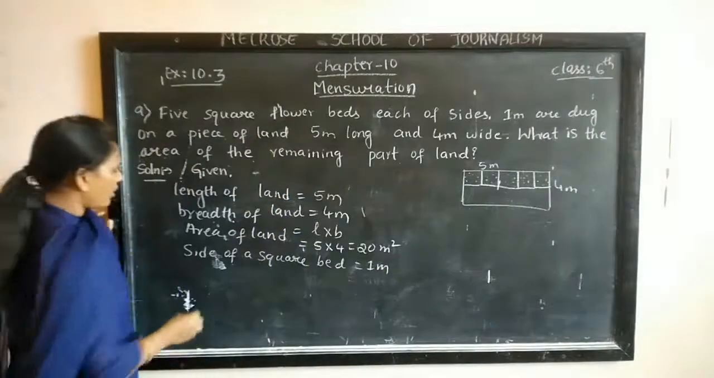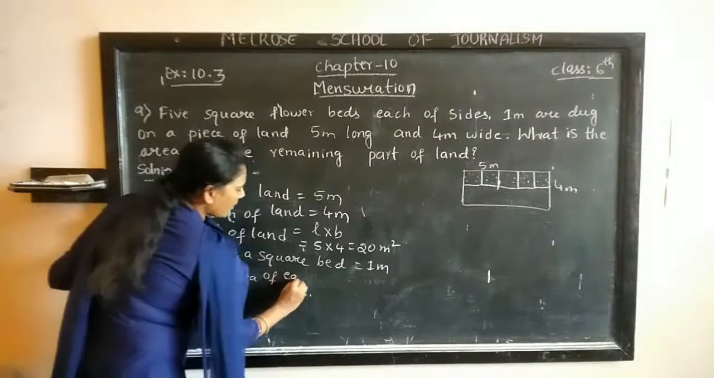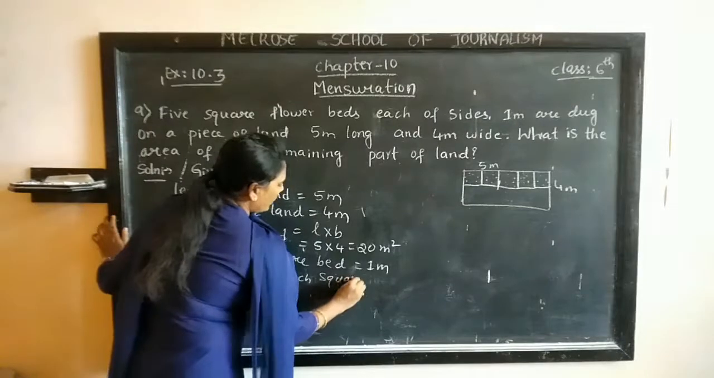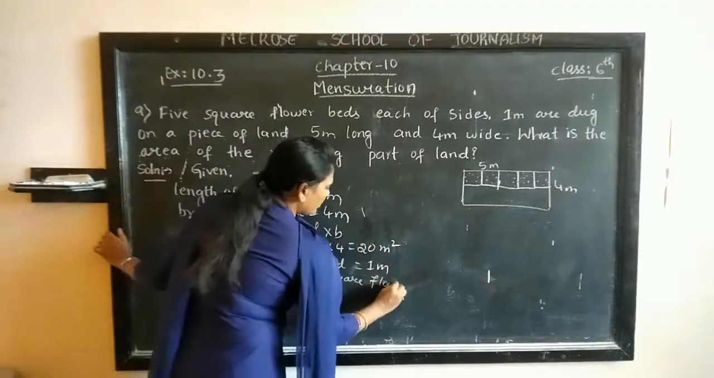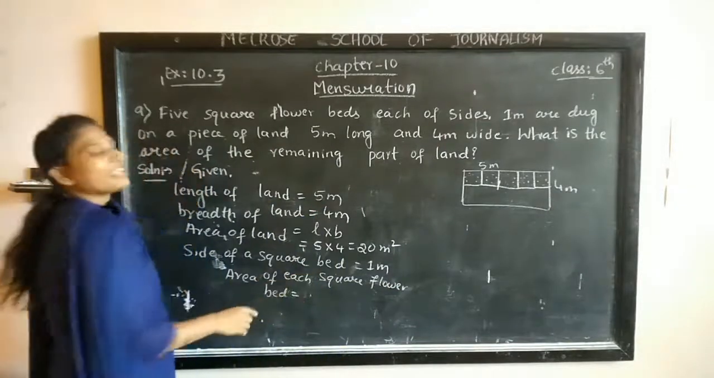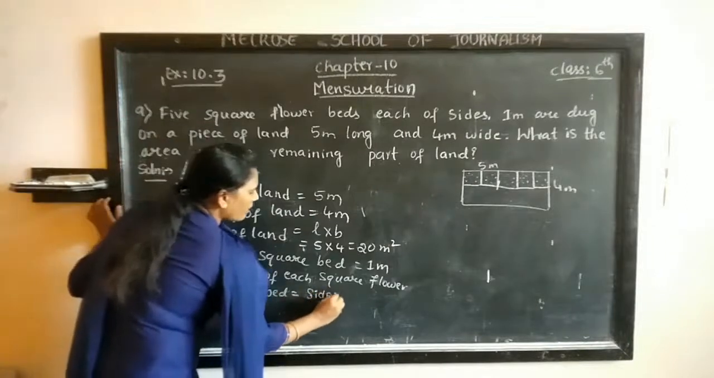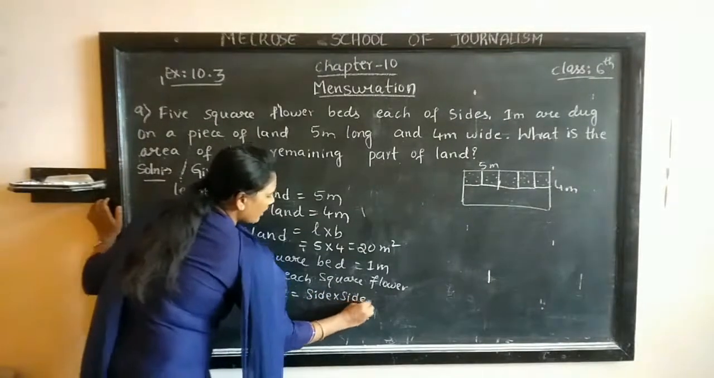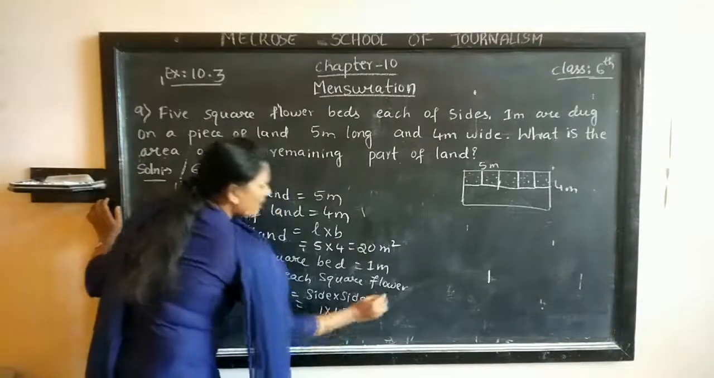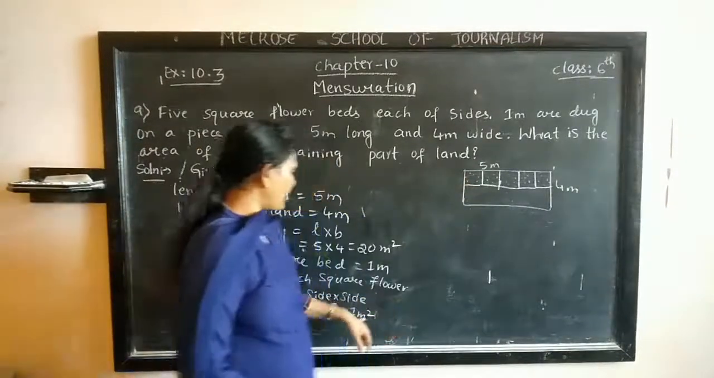And we need to find out the area of each square bed, means 1 square flower bed. What is the area of a square flower bed? The square flower bed is in the shape of a square. Square means what? Side into side. How to find out the area of a square? Side into side. Side here is 1 into 1, which is 1 meter square. See, this is the area of 1 square bed. It is 1 meter square.